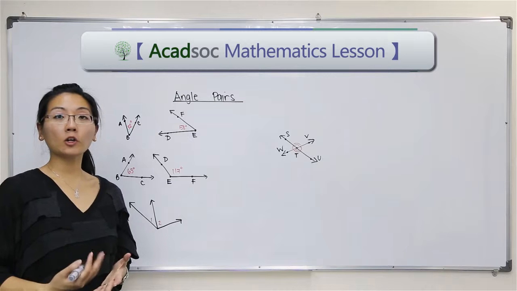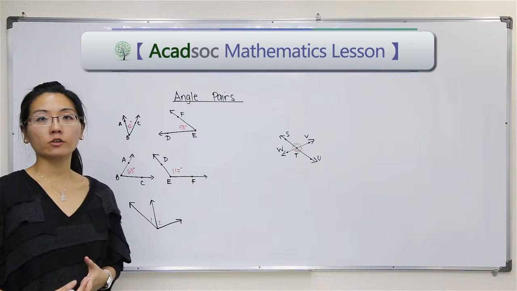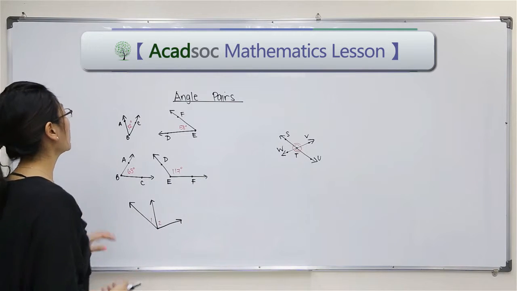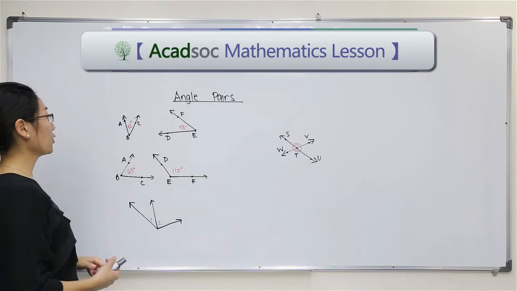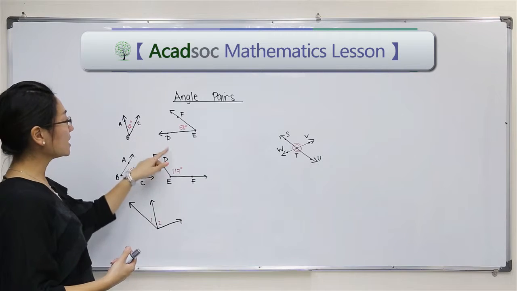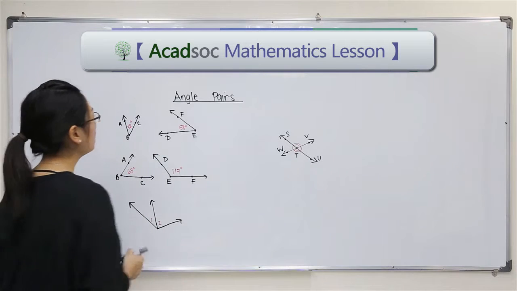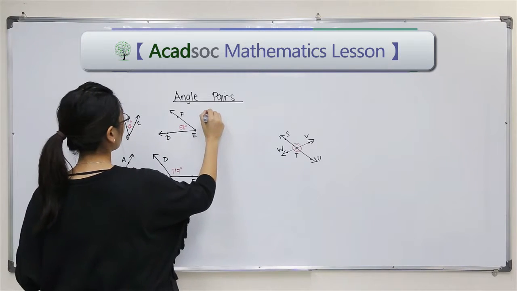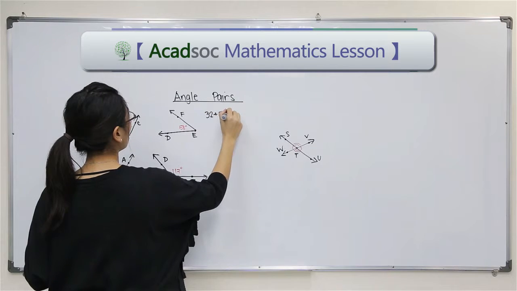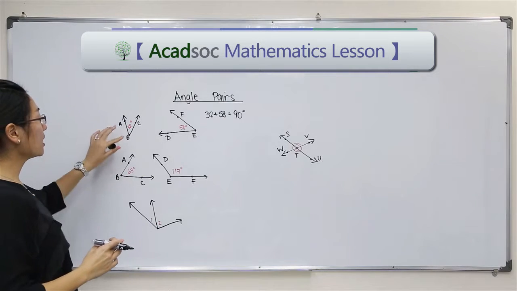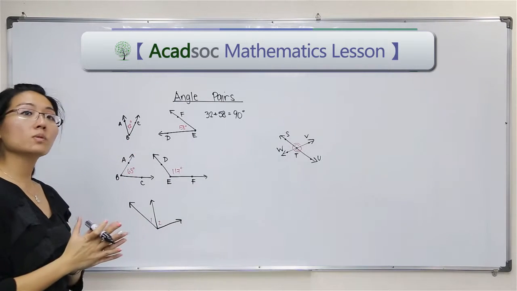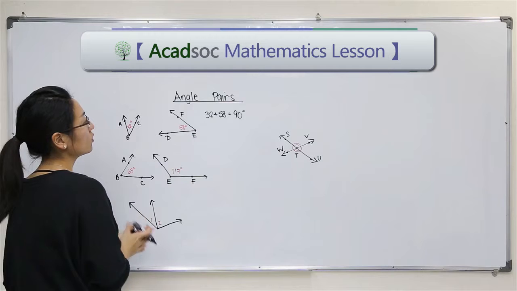Now, there are a few pair of angles that make special pairs. For example, here we have angle ABC and angle DEF. Angle ABC is 32 degrees and angle DEF is 58 degrees. What happens if I add them together? 32 plus 58 would equal 90 degrees. So that means that if I put these two angles next to each other, it would create a 90-degree angle.